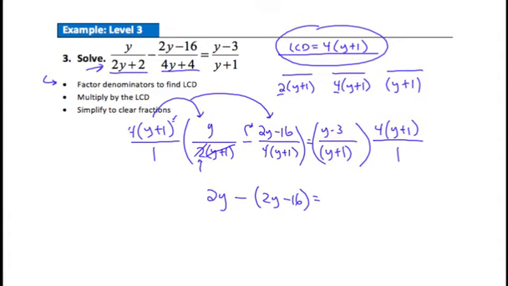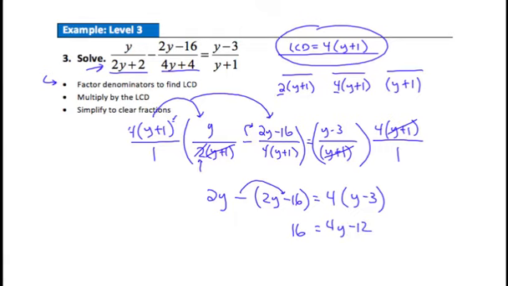So I needed to put a parentheses on there to make sure I'm subtracting both of those terms. Okay, on the right side, you can see that our y plus 1 is going to divide out, and all we need to do now is multiply that y minus 3 times 4. So I've multiplied by the LCD, and I've simplified my equation tremendously here. So let's start with the left side. We'll simplify this. 2y minus 2y is going to give me 0. Now when I distribute this negative sign to the negative 16, it's actually going to become positive 16. On the right side, I have 4y minus 12.